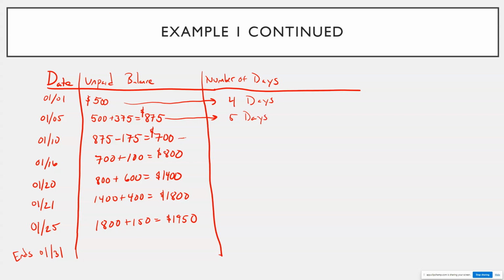Then on the 10th, they have a new balance of $700. So the days that they carry that balance are the 10th, the 11th, the 12th, the 13th, the 14th, and then the 15th. So 6 days. Then on the 16th, they have a balance of $800, and they carry that for the 16th, the 17th, the 18th, and the 19th, which is 4 days.